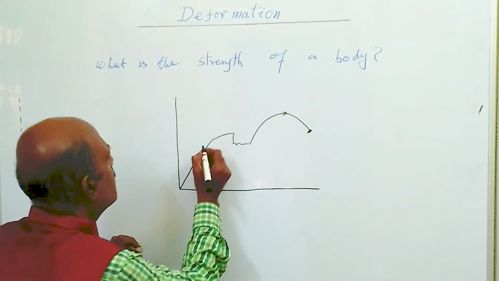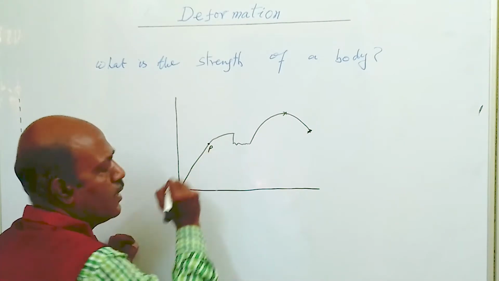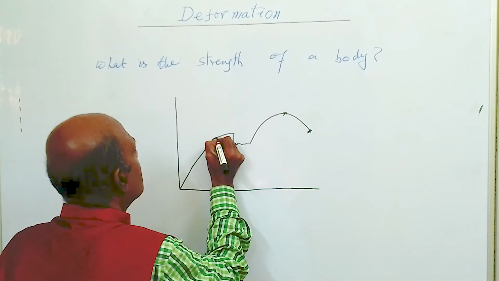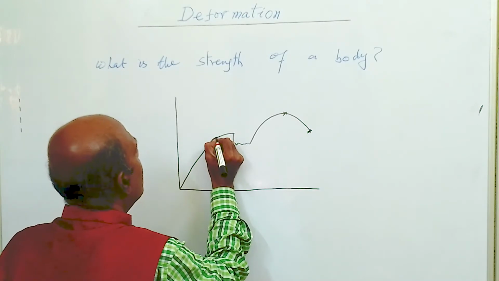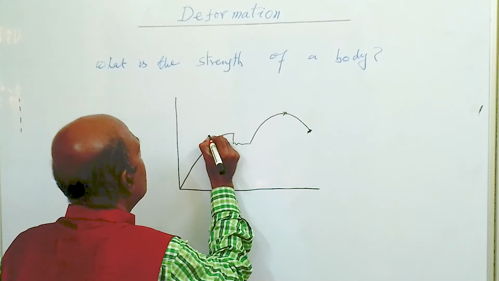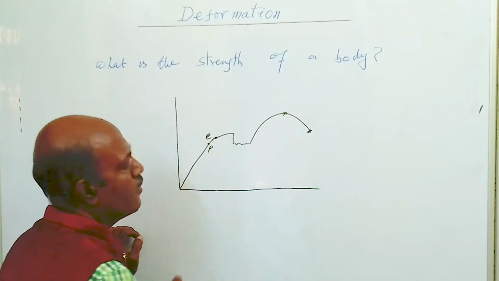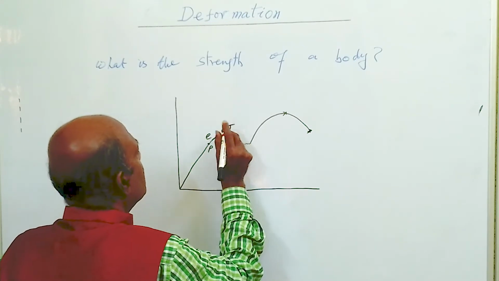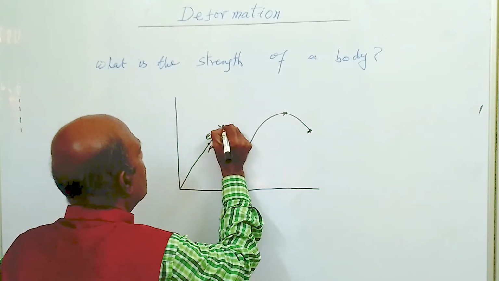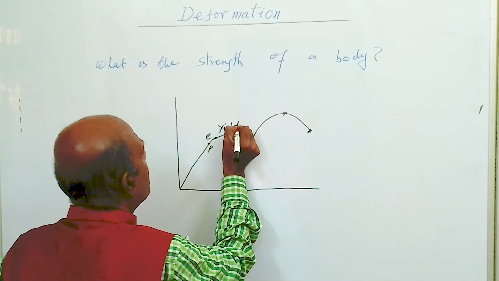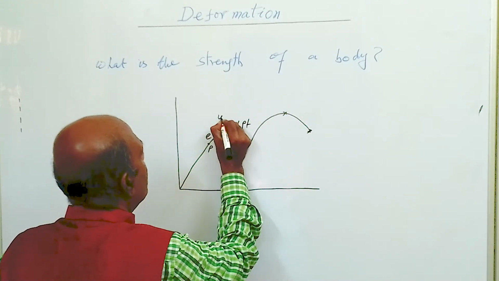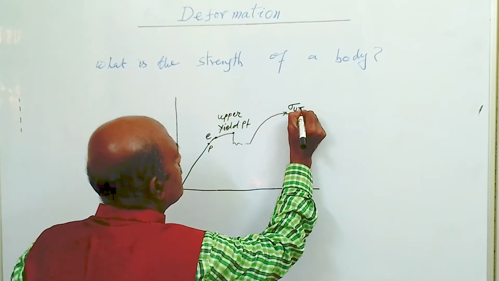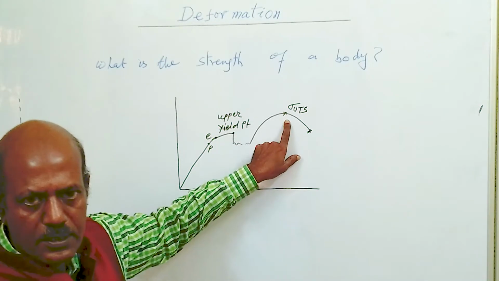So this point is called the proportional limit, up to which the curve is a straight line. After that, there is a slight bending of the curve, and up to this point is called the elastic limit point, denoted by E. And this is called the upper yield point, and this is called sigma UTS, the ultimate tensile stress point.